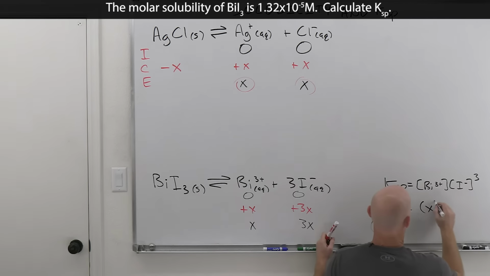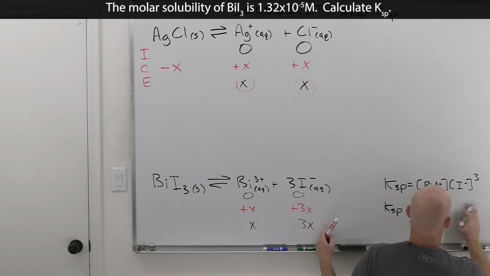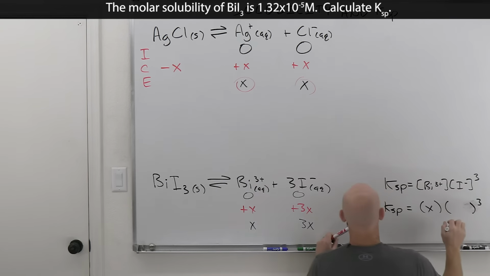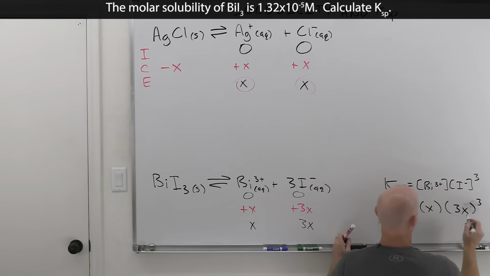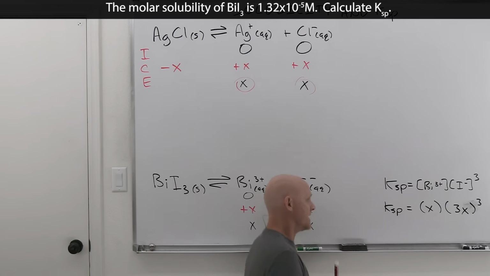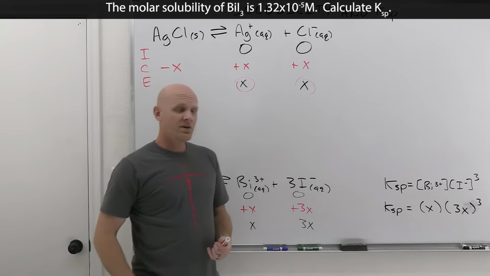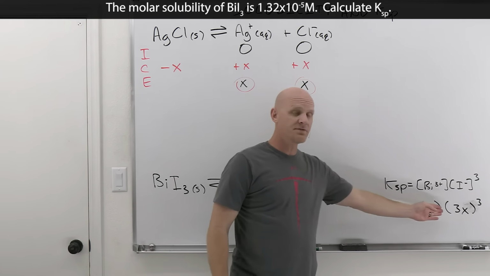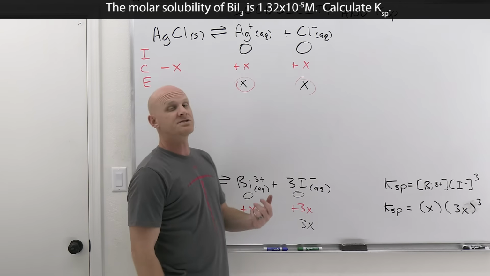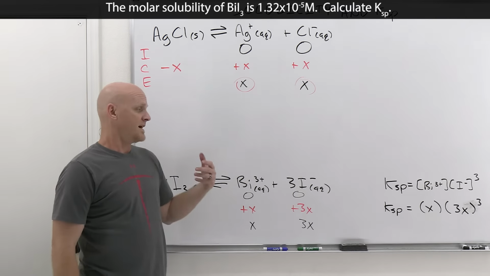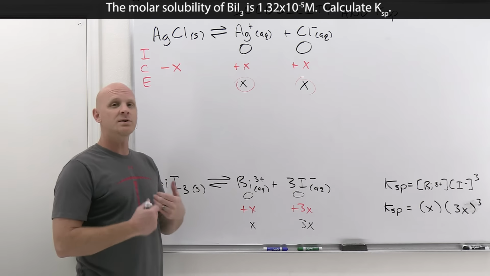equals x, and then plug in 3x for the iodide, and we'll go from there. Now, one thing to note, it's really common to express Ksp in terms of x, the molar solubility. And there's a shortcut when you're doing this, and it works in this kind of question where you're just dealing with solubility.